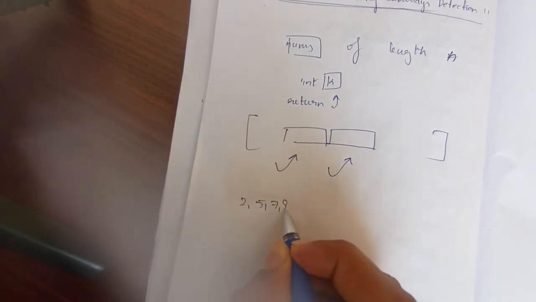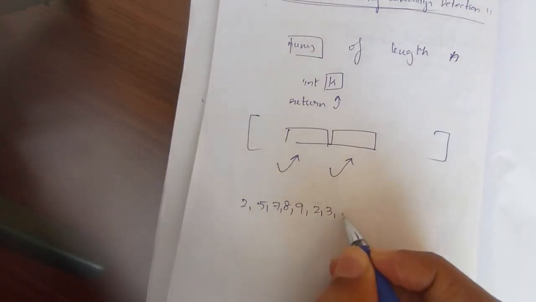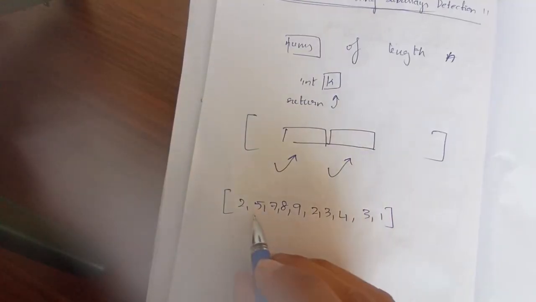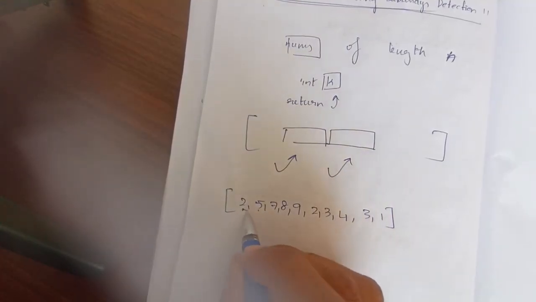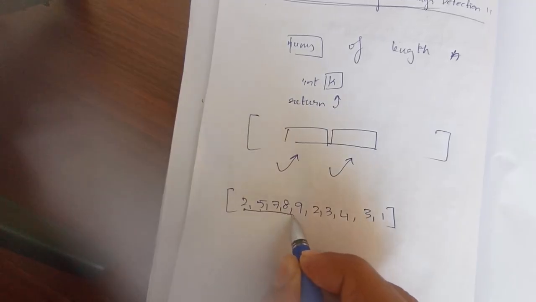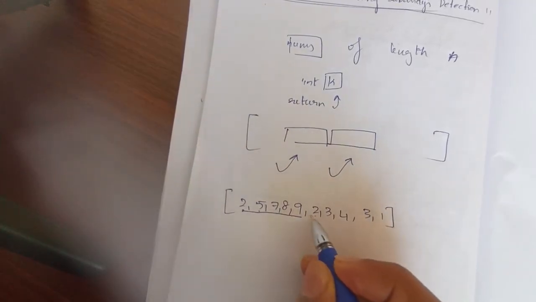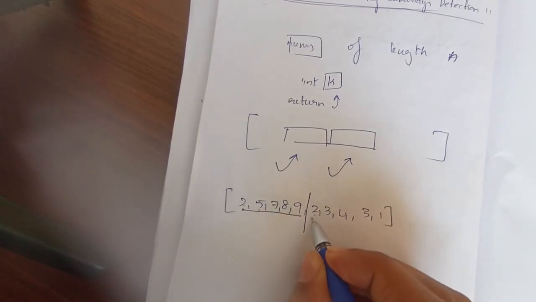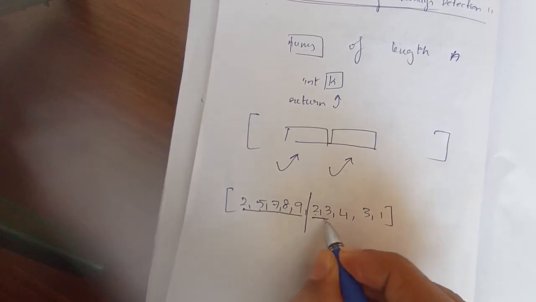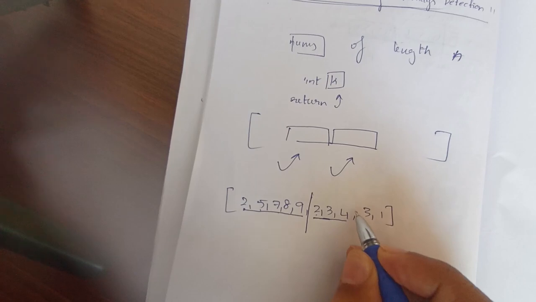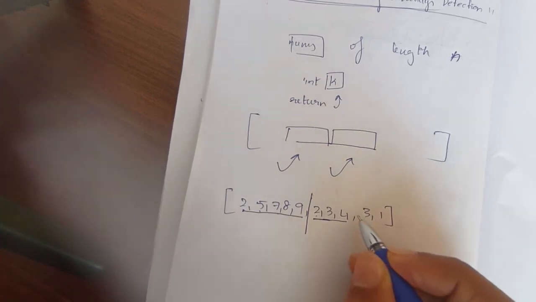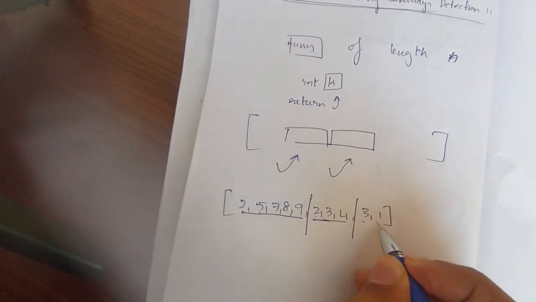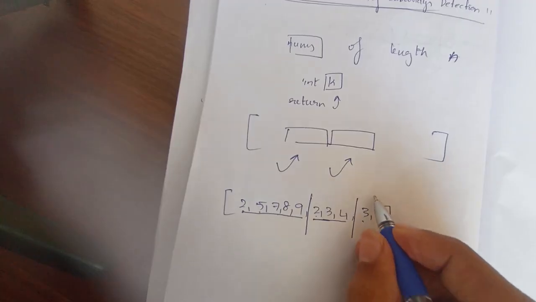2 5 7 8 9 2 3 4 3 1. If we see 2 and 5, they are increasing, and 7 and 8 and then 9. But when we go to 2, it is not increasing. So let us break this loop and then go to 2 and then 3. They both are increasing, and then 4. And when we compare 4 with 3, they are not increasing. So break this loop and then 3. Then 1 is not increasing with respect to 3. So break the loop here.